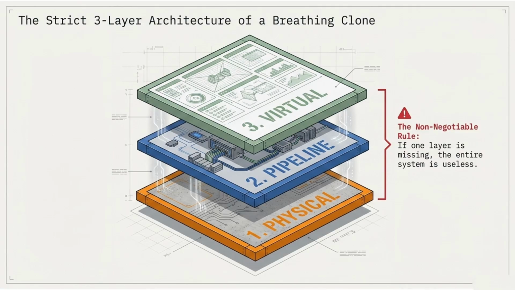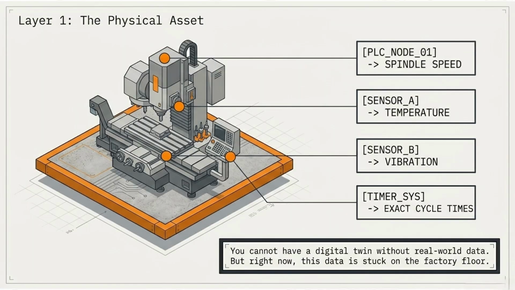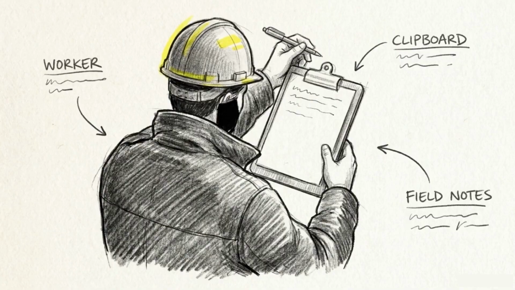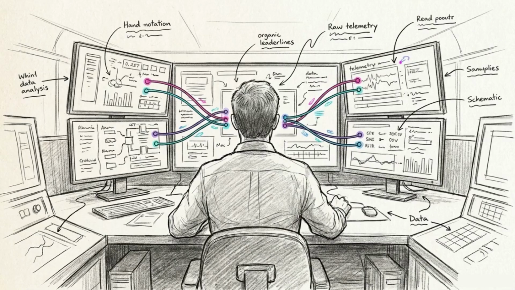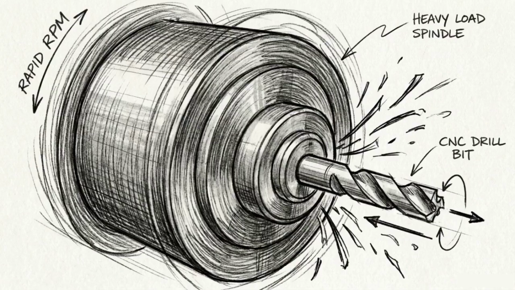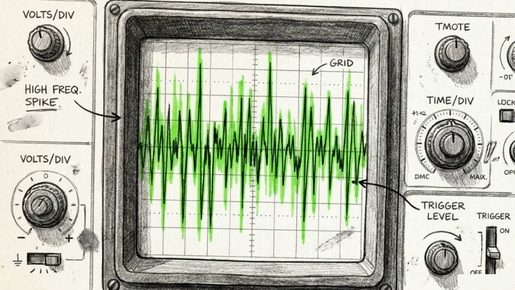Layer 1 is the physical asset. We begin on the factory floor with the specific hardware you intend to monitor. To get accurate data, you must tap directly into the machine's programmable logic controllers, the PLCs, and its physical sensors. This removes the delay and inaccuracy of manual operator reporting. This provides raw telemetry straight from the source, exact cycle times, spindle speeds, temperature readings, and vibration frequencies.